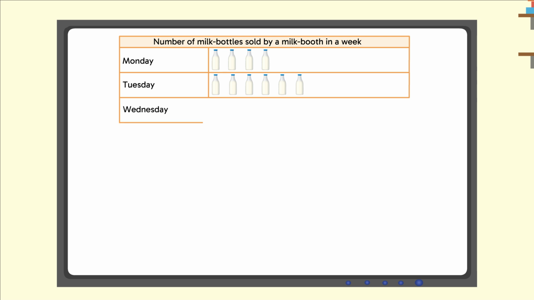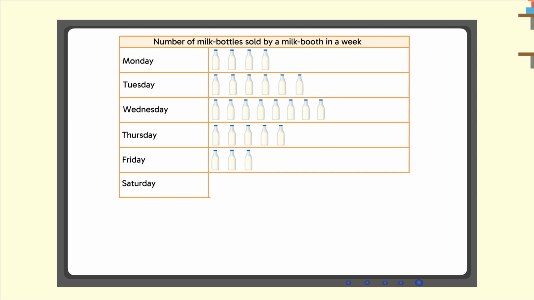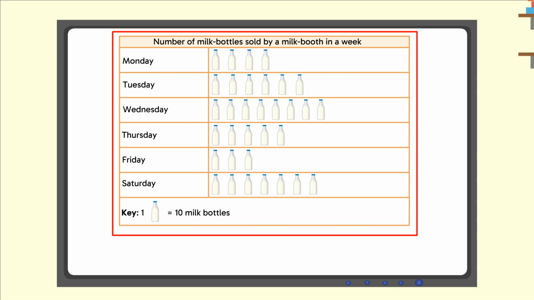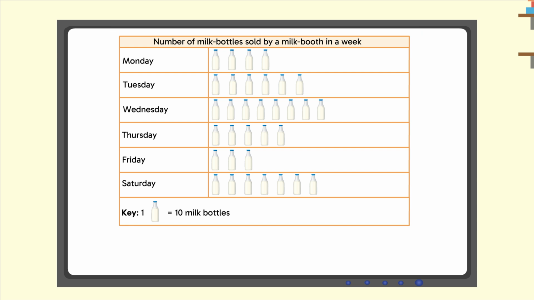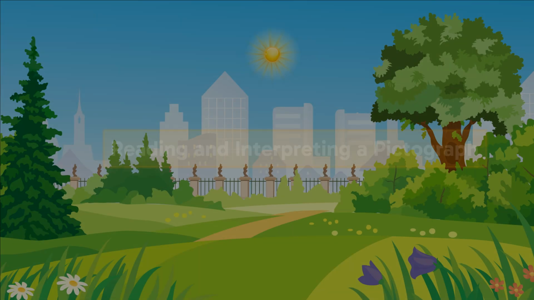On Wednesday, 80 represented by 8 bottles. On Thursday, 50 represented by 5 bottles. On Friday, 30 represented by 3 bottles. On Saturday, 70 represented by 7 bottles. In the last row, let's write the key, which is 1 bottle symbol, is equal to 10 milk bottles. So this is the pictograph for the data of the milk bottles sold in a week by a milk booth.